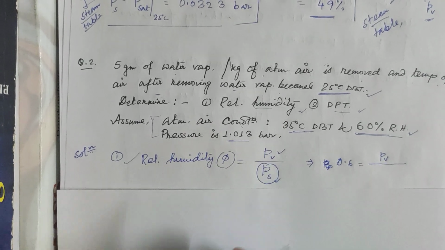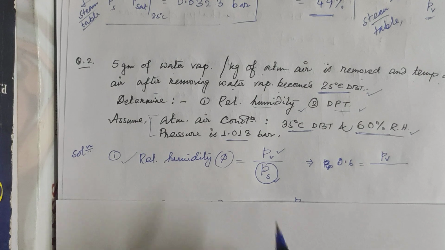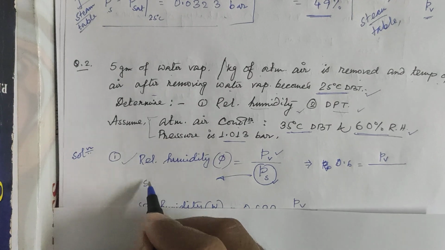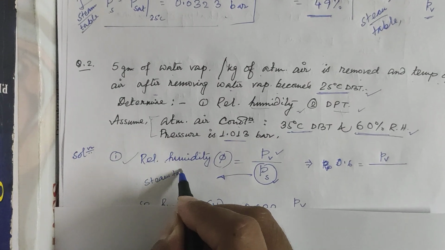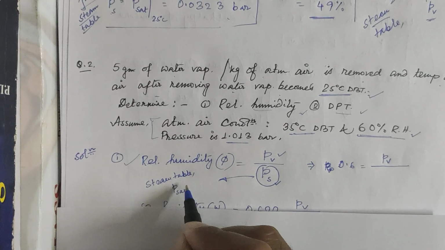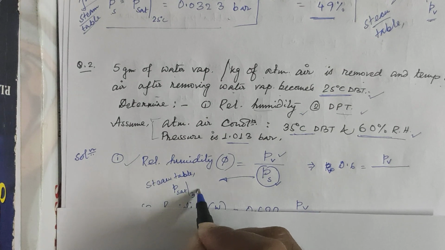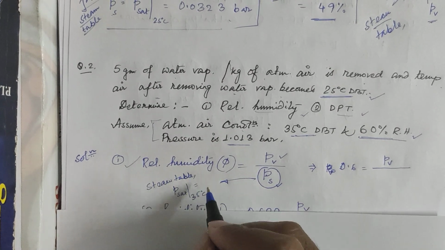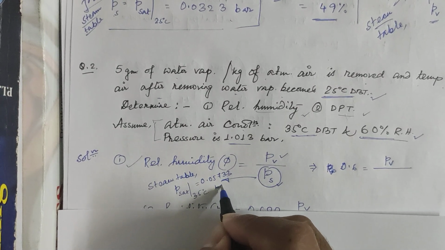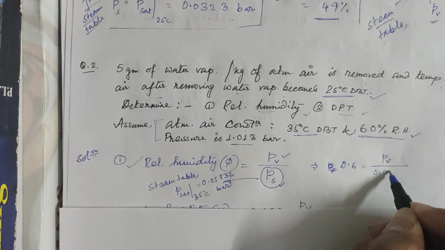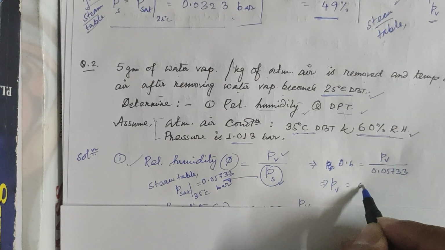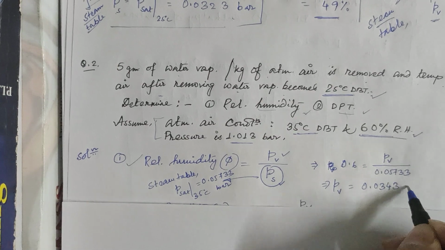the saturated vapor partial pressure, which can be calculated from the steam table. From the steam table, PS, the saturation pressure corresponding to 35 degrees centigrade, is equal to 0.05733 bar. Put that value, 0.05733. You can calculate PV is equal to 0.0343 bar.